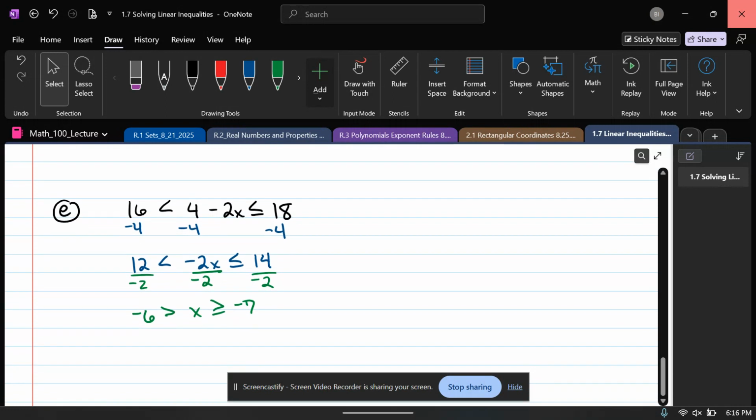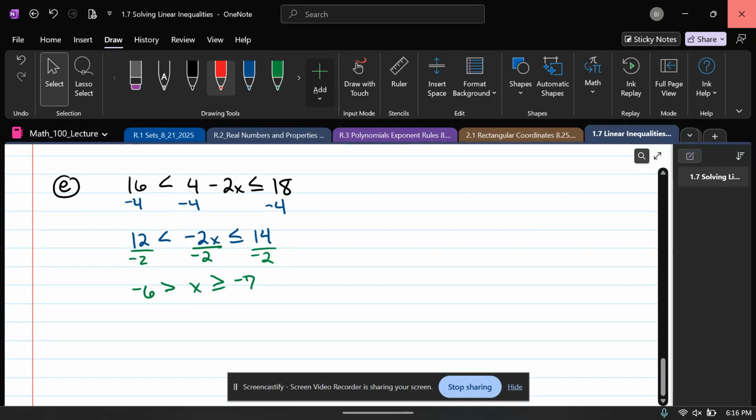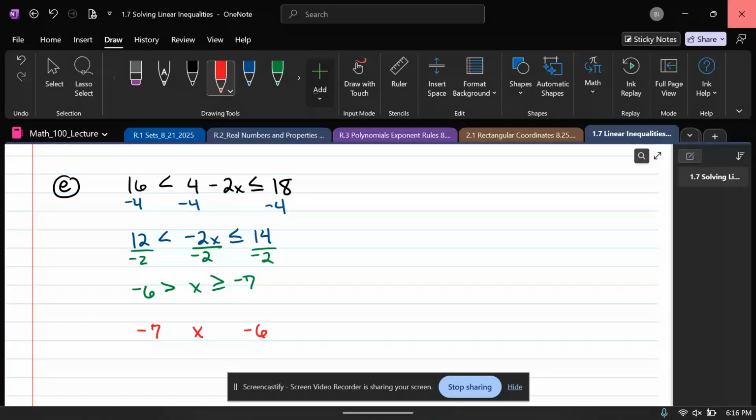Now, is that in order smallest to biggest? No. Because negative 6 is bigger than negative 7, number line wise. So we got to turn this thing around. So when I take that thing and turn it around, the negative 7 comes first, the x is still in the middle, and the negative 6 is on the other end.